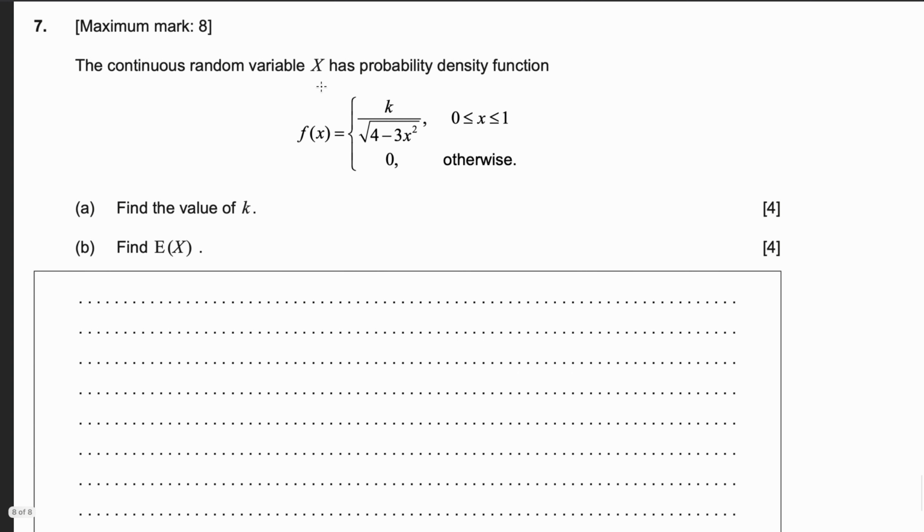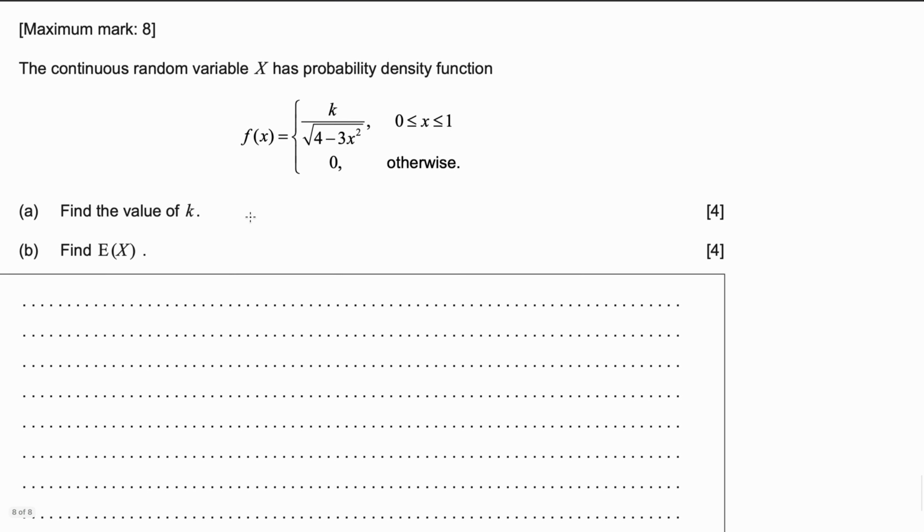Q7 of May 2022 Paper 1. So we're told that a continuous random variable x has probability density function f of x equal to k over radical 4 minus 3x squared when 0 is less than or equal to x less than or equal to 1. In part A, we're asked to find the value of k.